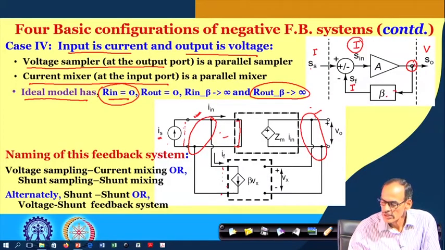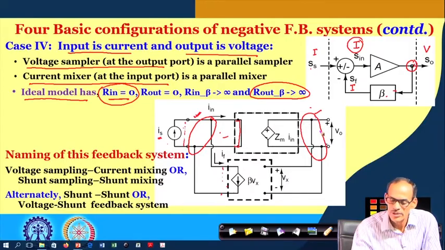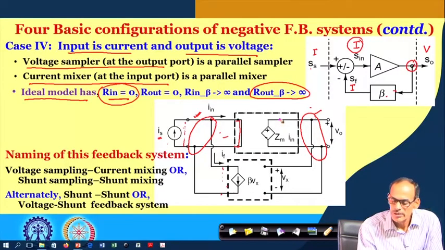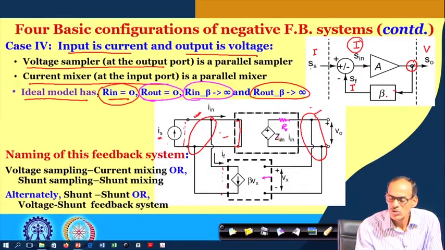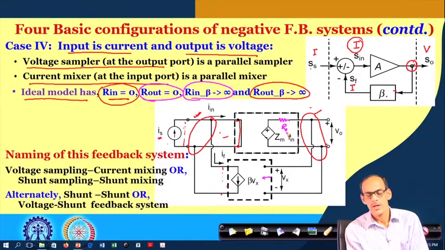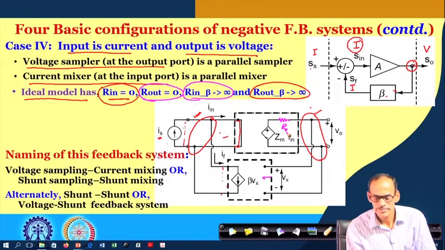On the other hand, at the output port, to avoid the loading effect, the resistance R out we are taking 0, and the input resistance on the other hand we are considering is infinite. So, that we have to consider A, not A dash.